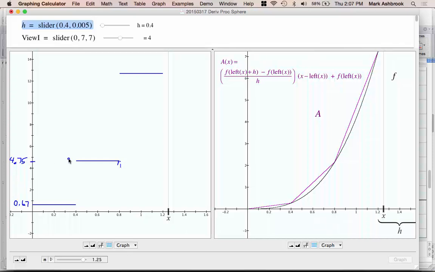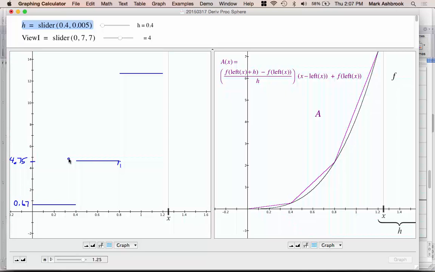Change in y over change in x. And how are you going to get the change in y? You're going to use f, right? You're going to use f to get y values of your endpoints. Change in y is the difference of the y values of the endpoints. Change in x is always 0.4.